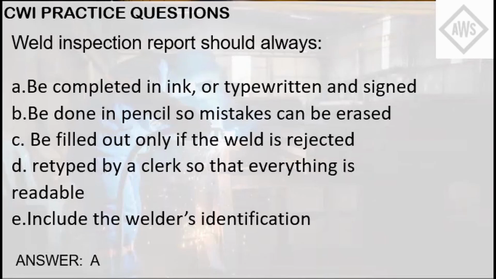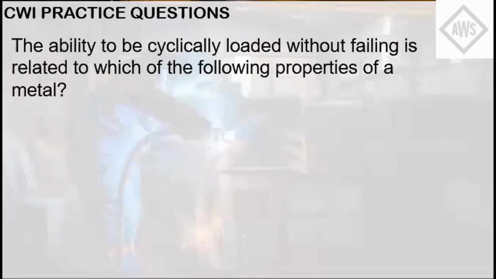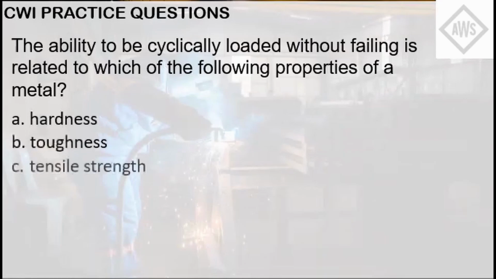The weld inspection report must be completed in ink, must be written clearly and legibly, and must be signed by the one who created the report. Next question. The ability to be cyclically loaded without failing is related to which of the following properties of a metal? Letter A, hardness. Letter B, toughness. Letter C, tensile strength. Letter D, fatigue strength.